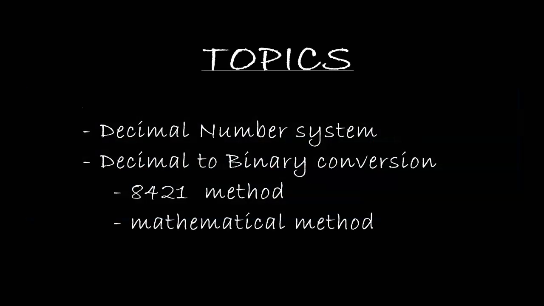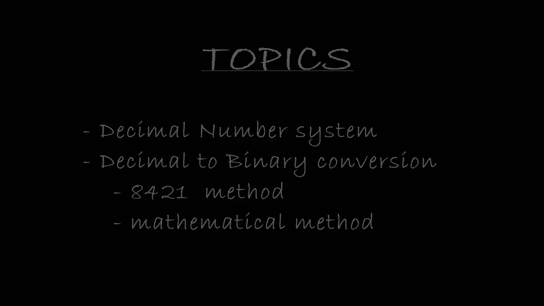In this video, we will be moving further in our number systems and discussing what our decimal number system is in more detail and how to convert a decimal number into the binary number system. We will be discussing two methods to do so, that is the 8421 method, followed by the division method. So let's get started.